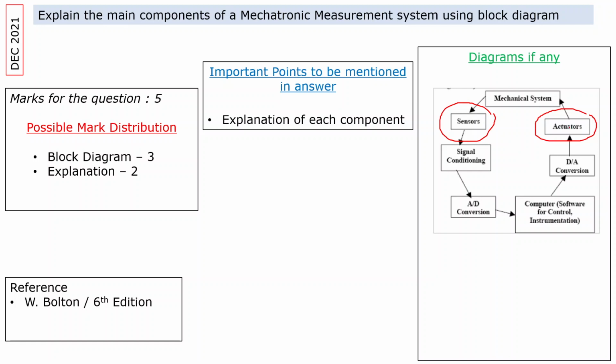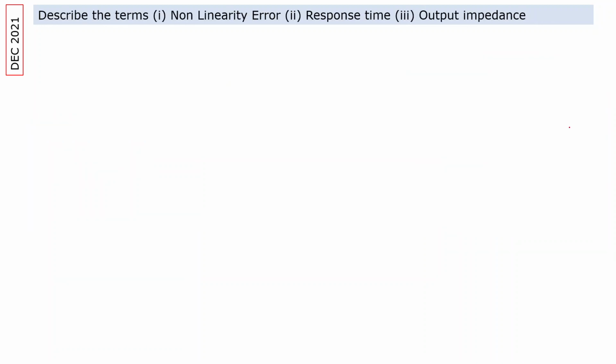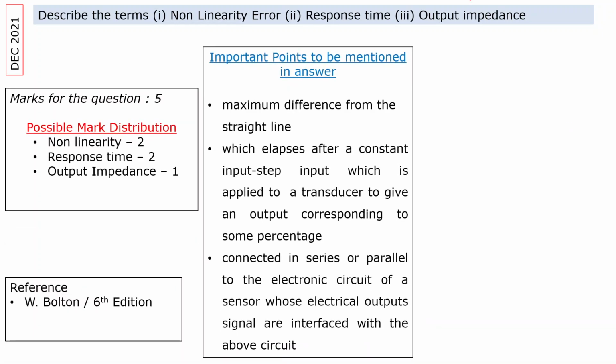So you have to understand that block diagram is very much for this particular one. Now the next question is, describe the terms non-linearity error, response time, output impedance. The non-linearity error is a repeat question. The question is for 5 marks, and you can see here the non-linearity error carries 2 marks, response time carries 2 marks, and the output impedance carries 1 mark.